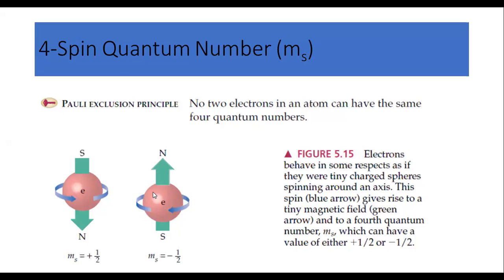When the electron is moving in a clockwise rotation, then this would be the direction of the magnetic field, which is shown with the green color. And if it is rotating in an anti-clockwise rotation around an axis, then the direction would be towards this, as shown again with the green arrow. So when it is clockwise, we show it with the minus half sign, and when it is anti-clockwise, it is shown by the plus half sign.